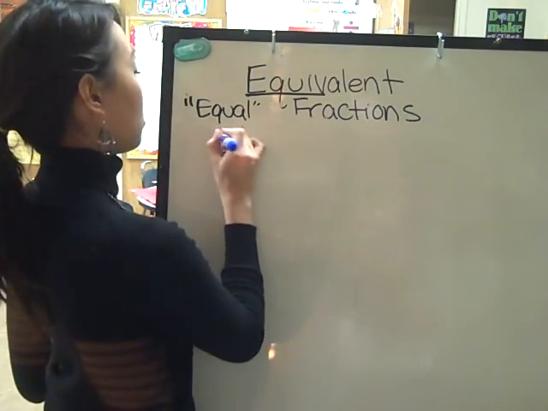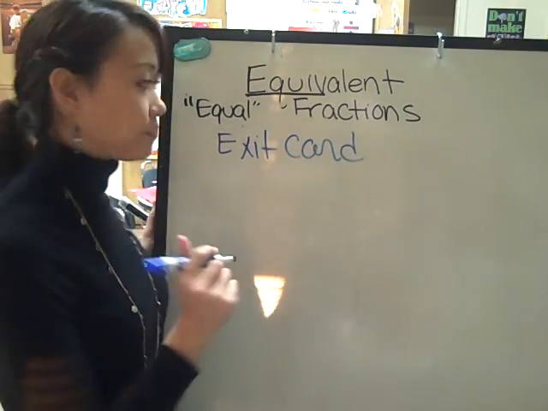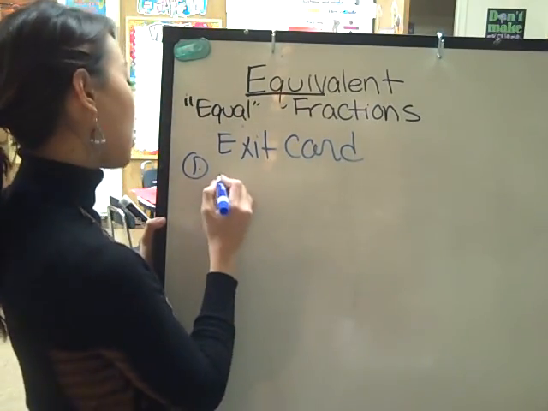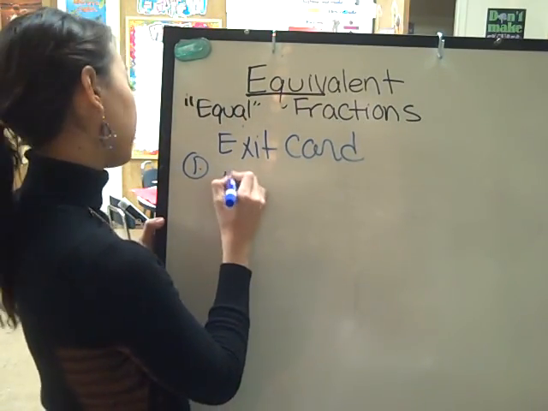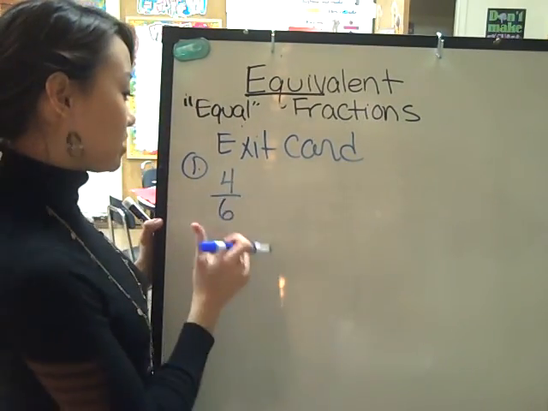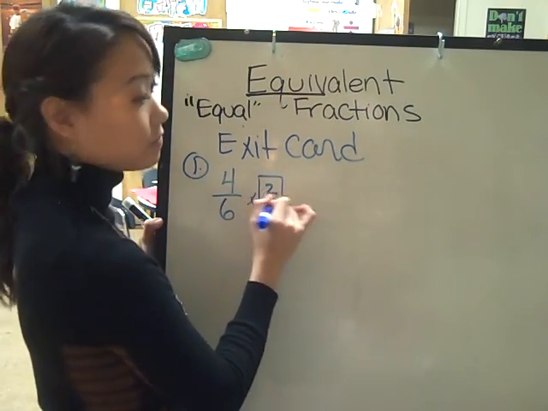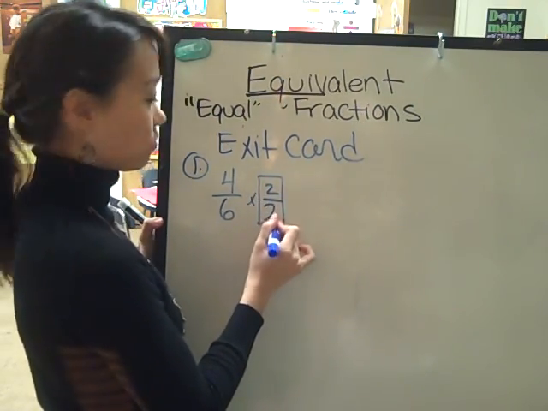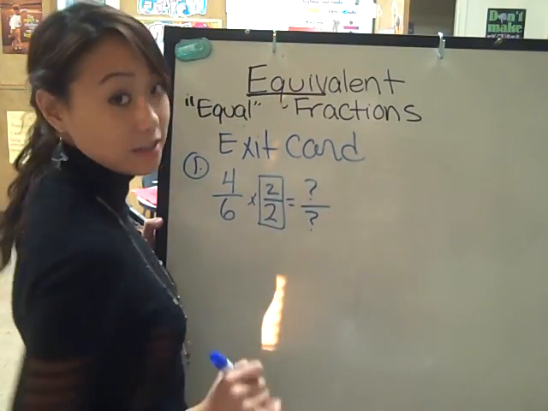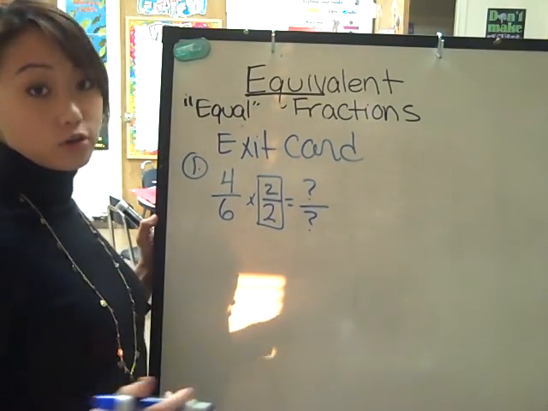All right, your exit card. I'm going to give you 2 types of problems. One, I want you to solve and find the equivalent fraction of, let's say, pizza lunch changed. You usually eat 4 out of 6 slices. Now it's changed. I'm going to use a recipe card of 2/2. What is my new equivalent fraction? How many slices are you going to ask for when you go to lunch?